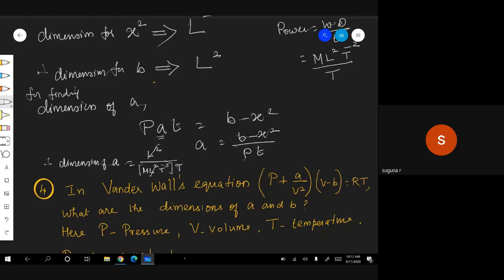What is there? Therefore, that is equal to M, bring it up. Therefore, M power minus 1. There is no L, so L power 0. T power minus 3 into T, therefore T power minus 2 in the denominator. Bring it up, it becomes T squared. T squared. Is it clear? So this is the dimension for what? A.